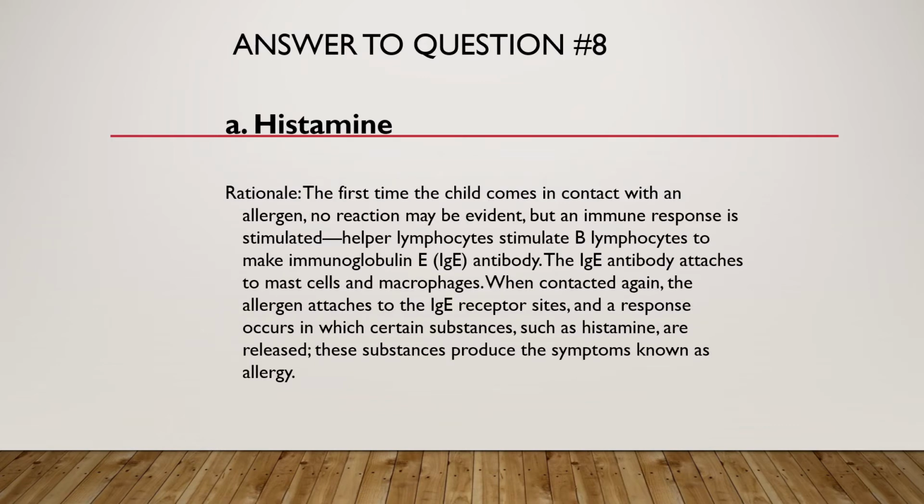The answer is histamine. The first time the child comes in contact with an allergen, no reaction will be evident. However, an immune response is stimulated, and the B lymphocytes will make immunoglobulin E antibodies that will attach to the mast cells and macrophages. And while coming in contact again with the same allergen, the response will occur by releasing histamine. And the histamine is the substance that is causing the symptoms associated with the condition called allergy.